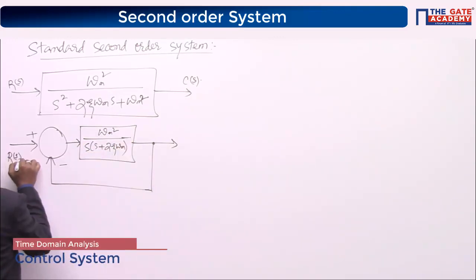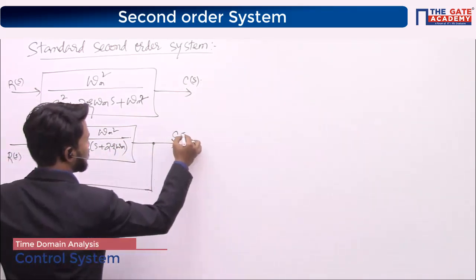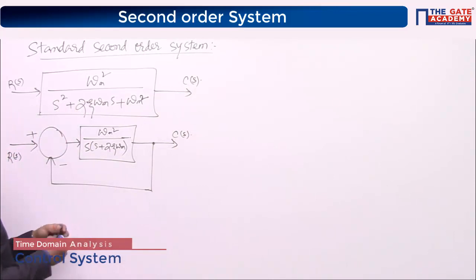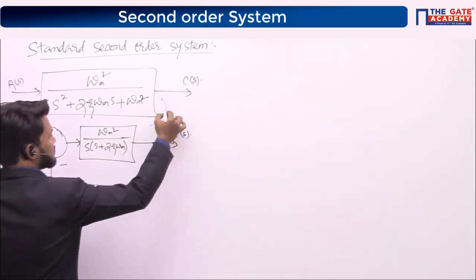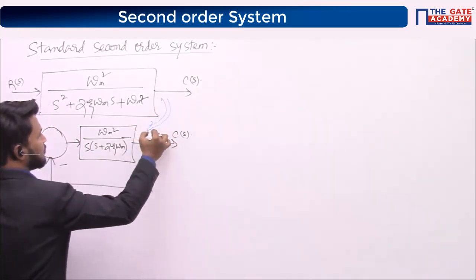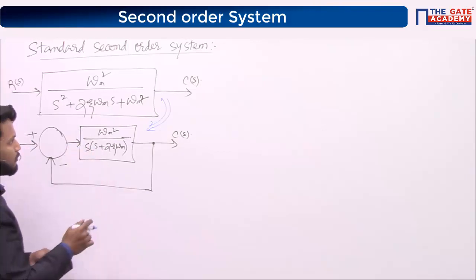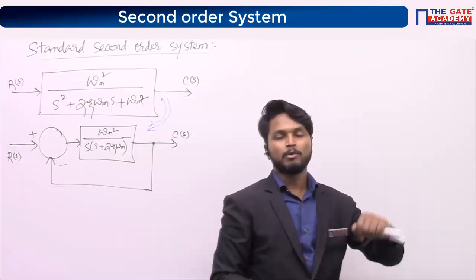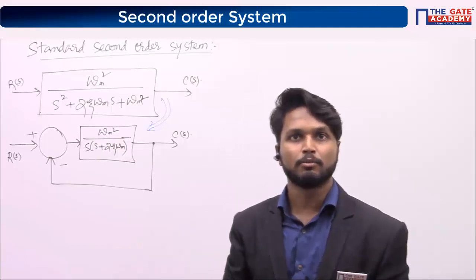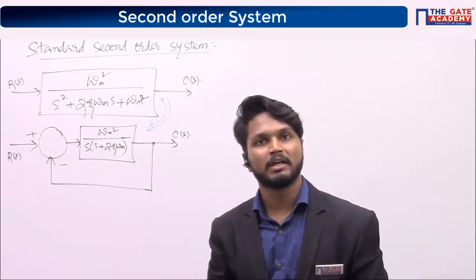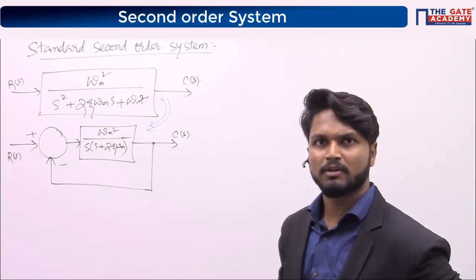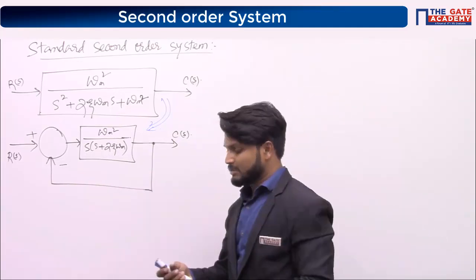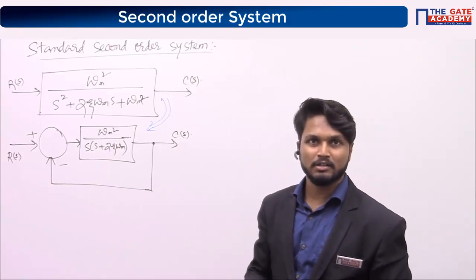This is R of s, the input here, and C of s is the output here. So this is equivalent to this. This particular system is exactly equivalent to this. So we have to analyze this particular system using our time domain analysis techniques. Yes, very good, Upmanyu. It is omega n square upon s square plus 2 zeta omega n s. Therefore, this is our standard second order system.